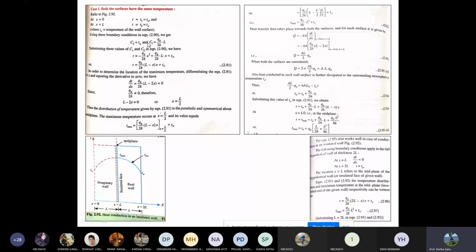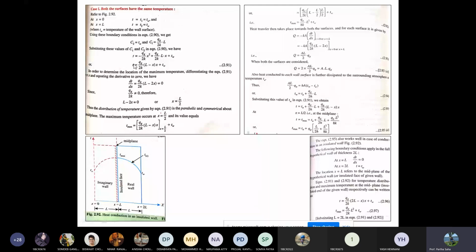So you substitute the values of C1 and C2 in this parent equation 2.90, and it becomes T equals Qg by 2k x squared plus Qg by 2k L x plus Tw. Or you can write T equal to Qg by 2k (L minus x) times x plus Tw. In order to determine the location of the maximum temperature, this is the expression.